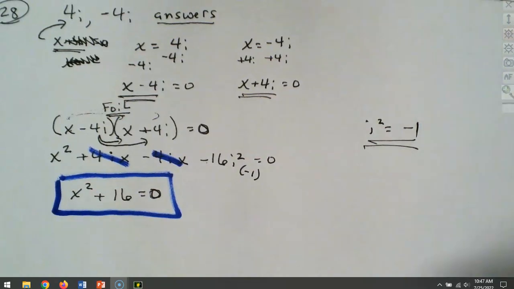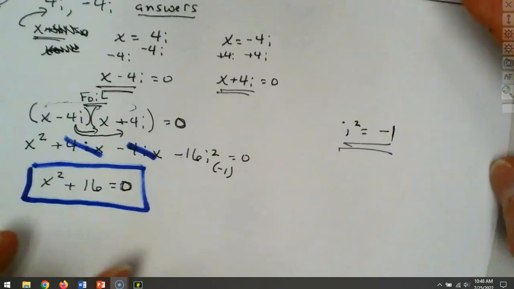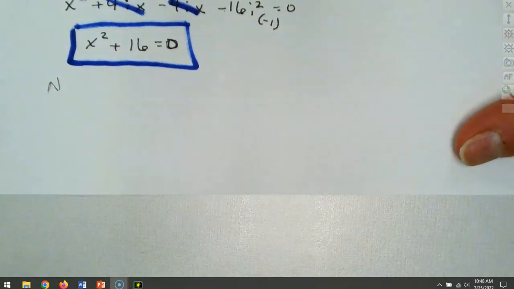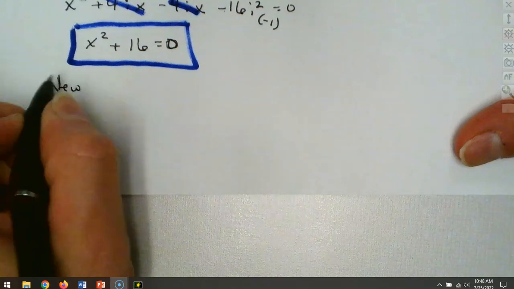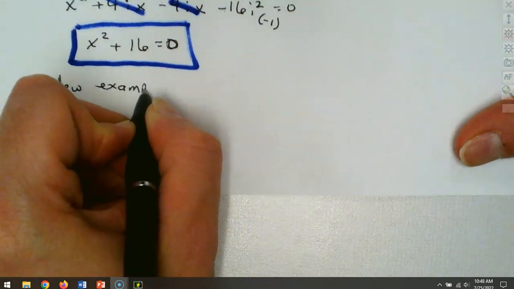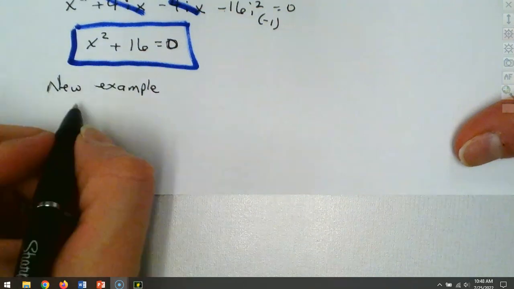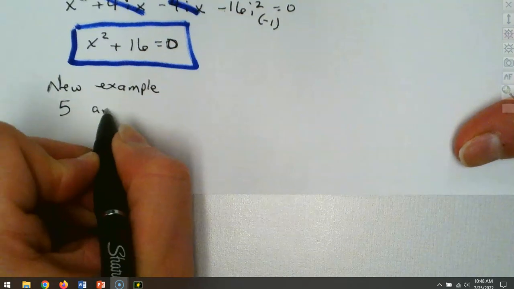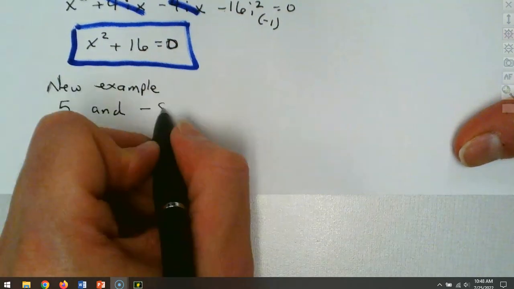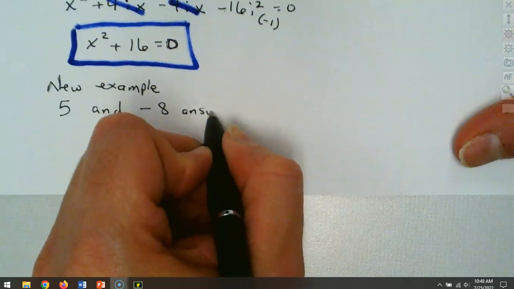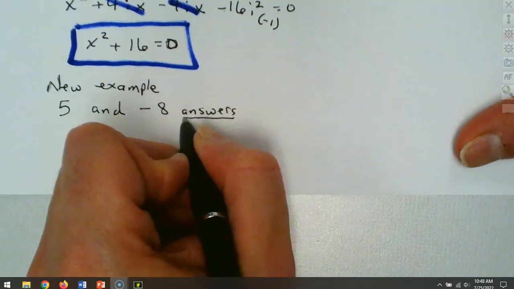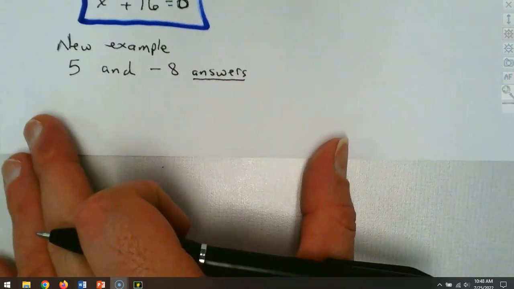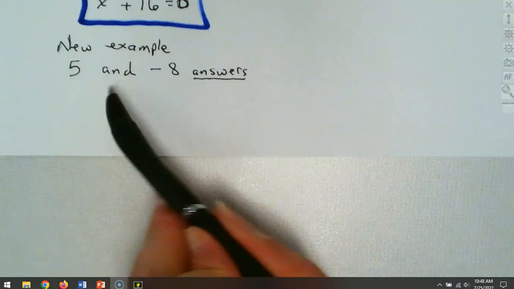Now let's try another example, and I'm going to change the numbers. So new example, and let's say your solutions are 5 and negative 8. These are going to be the answers. I want you to come up with the equation that it came from.